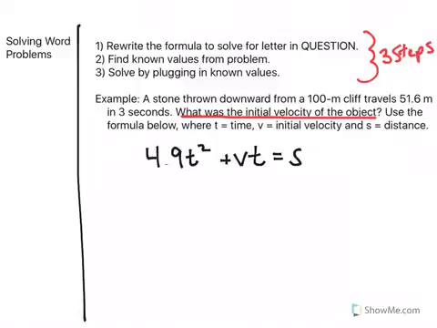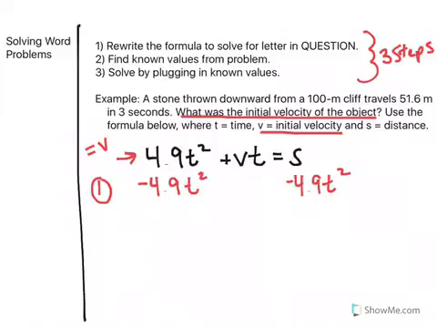what the question's asking. The question says, what was the initial velocity of the object? If we look down here, we can see v equals initial velocity. So we want to set this equation equal to v. The first thing we need to do to get v by itself is subtract 4.9 t squared from both sides, leaving us with vt equals s minus 4.9 t squared.